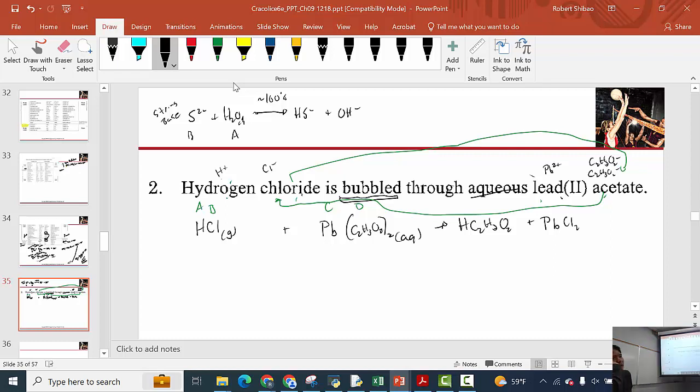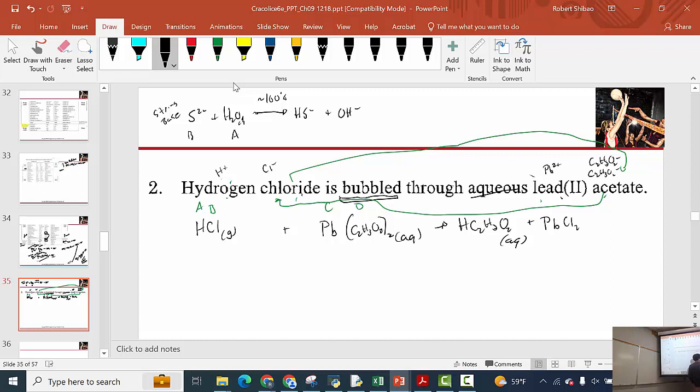But before we balance, we're going to look for a driving force. There are 3 driving forces. 1, precipitation. 2, gas formation. 3, stronger acid to weaker acid. And so the first thing is, we'll look. What is hydrogen acetate? Its name. It depends. It's going to be aqueous. And we don't call it hydrogen acetate. Do you know what we call it? Acetic acid.